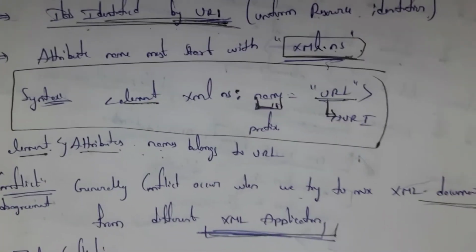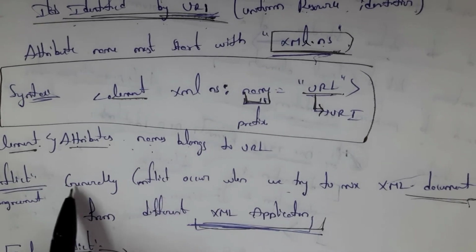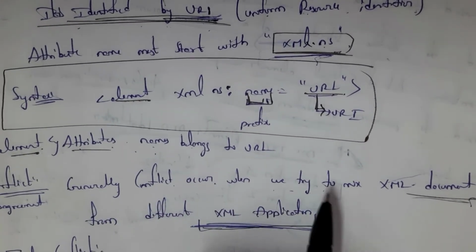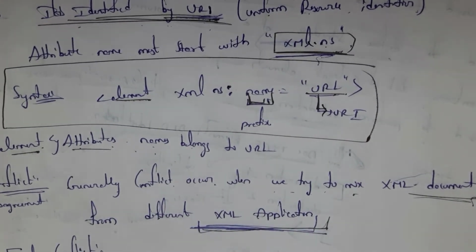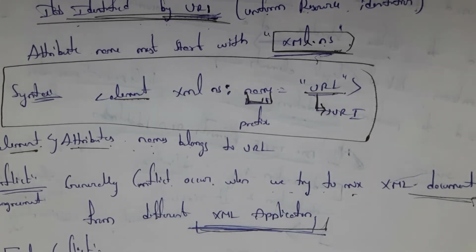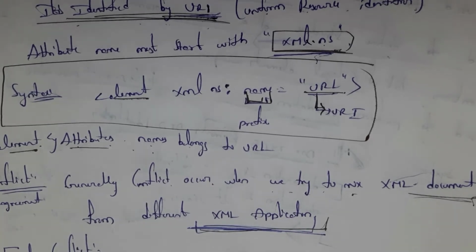See the definition of conflict. Generally, conflicts occur when we try to mix two XML documents. As I said before, if you try to mix two XML documents with the same element name, then an error occurs.